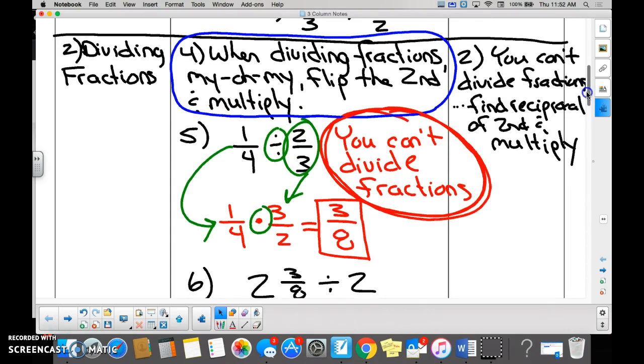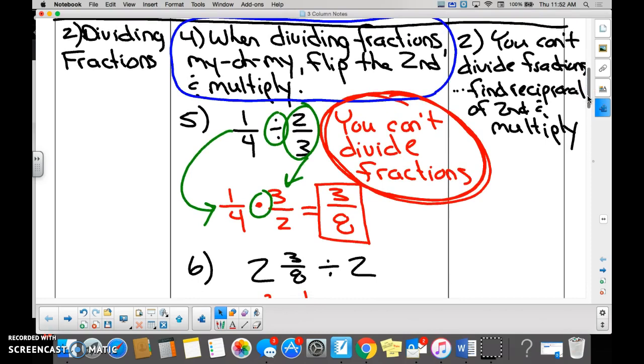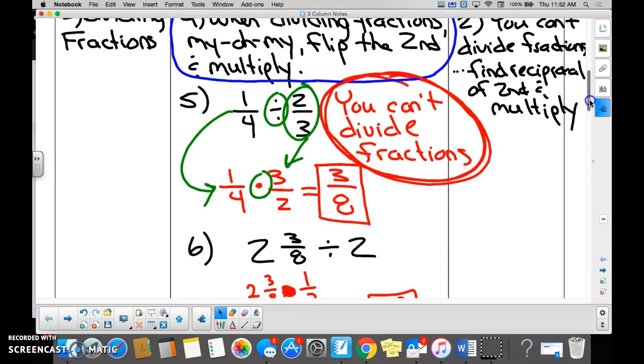Quiz question. Do you need to get a common denominator when multiplying fractions? No. You should never do that.